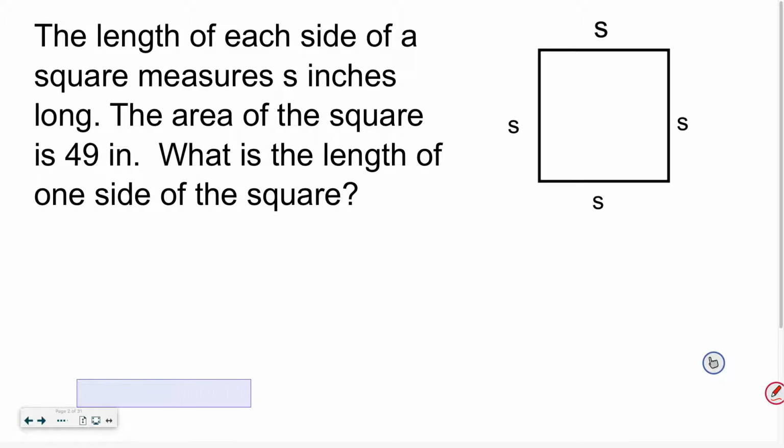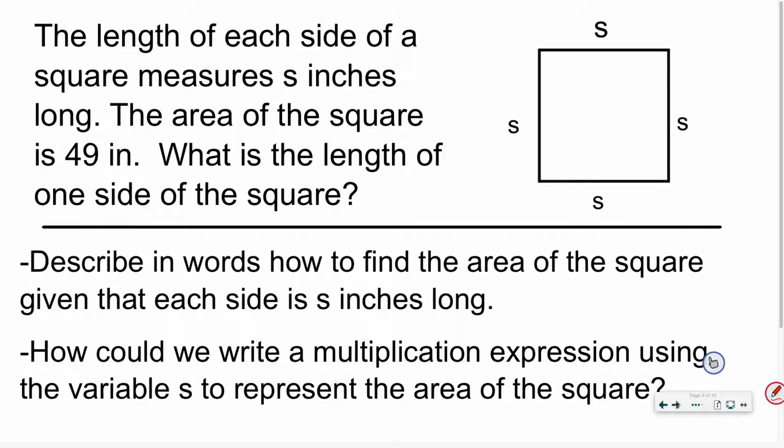Now, you may already know it just based on the math that you've already learned. But let's go through the thought process here as we break down this problem. So how would I find the area of a square? I can multiply, good, the length times width. For this square in particular, what am I multiplying? S times S. You're going to multiply S times S.